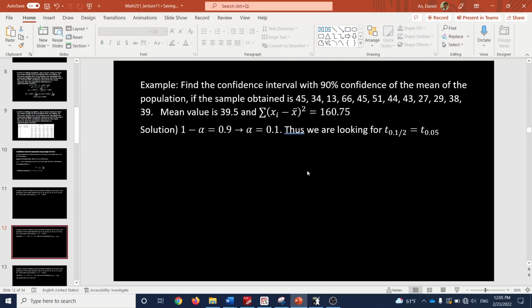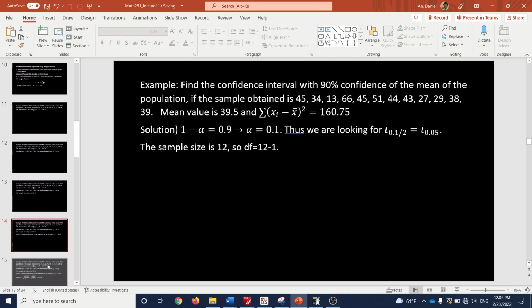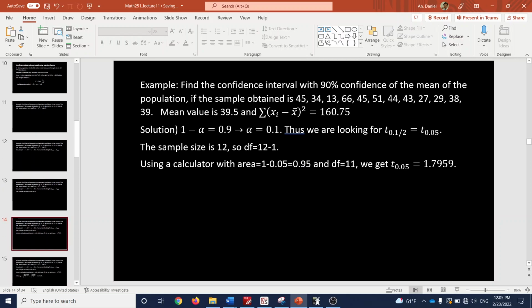But of course, before we use the inverse t, we better have the sample size and degrees of freedom. So since we counted the samples to be 12, we know that the degrees of freedom is 12 minus 1, which is 11. Right? So now we're ready to calculate. So what do we do? Okay.